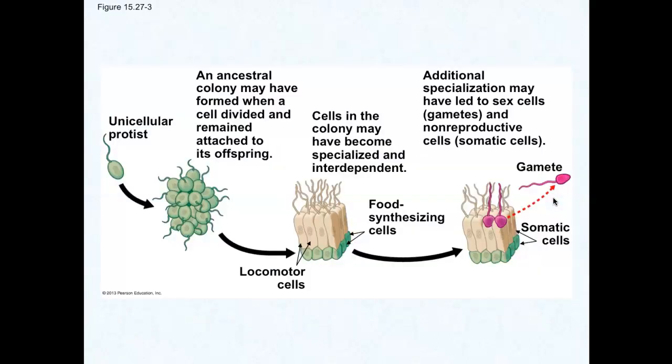All right, so that wraps it up. So that's how we believe that we created a multicellular organism, is that the unicellular organism first became colonial. The colonies started to specialize and specialize until we get a multicellular organism. Couple questions to wrap up.